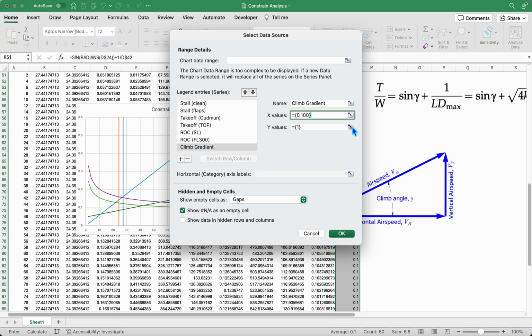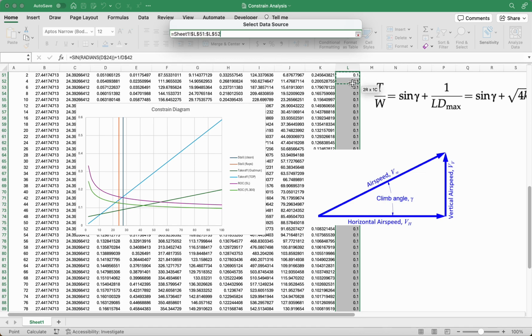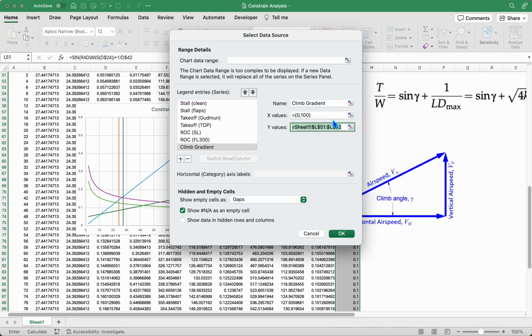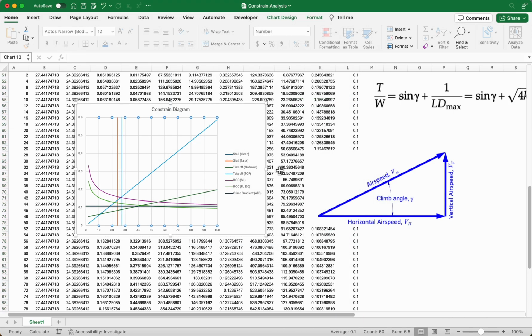Use the correct bracket. And then our y values, I'm just going to select the first two values up here. And so we have our climb gradient now, and again, all engines operating. I'm going to have it here. So we know that this is our climb gradient.